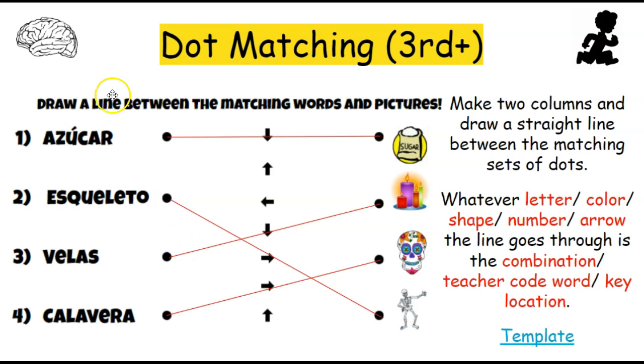So for this example over here, we've got the sugar, which is going to connect to the bag of sugar. We've got the word for skeleton, which is going to connect to this guy. We've got the word for candles, which is connecting to this picture. We've got the word for skull connecting to that picture. So as you can see, these lines are going through down, down, right, and right, and that's going to be the combination.